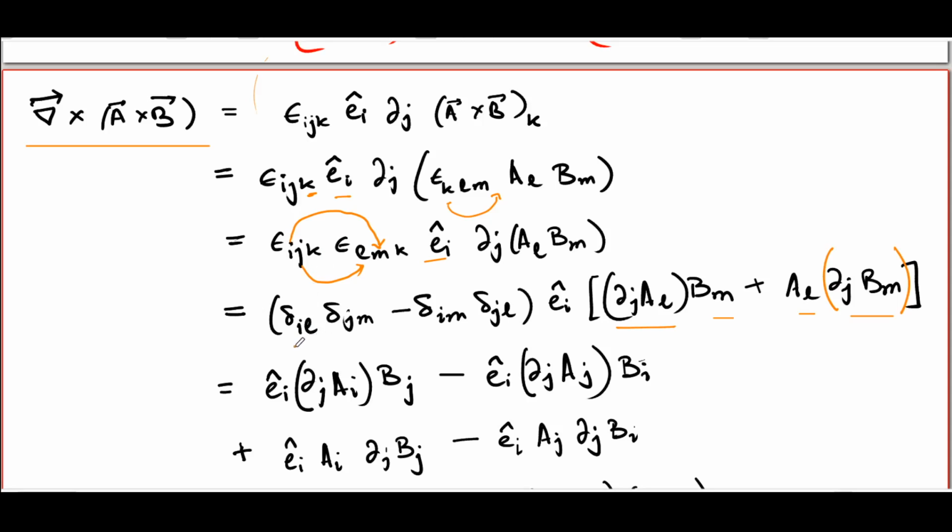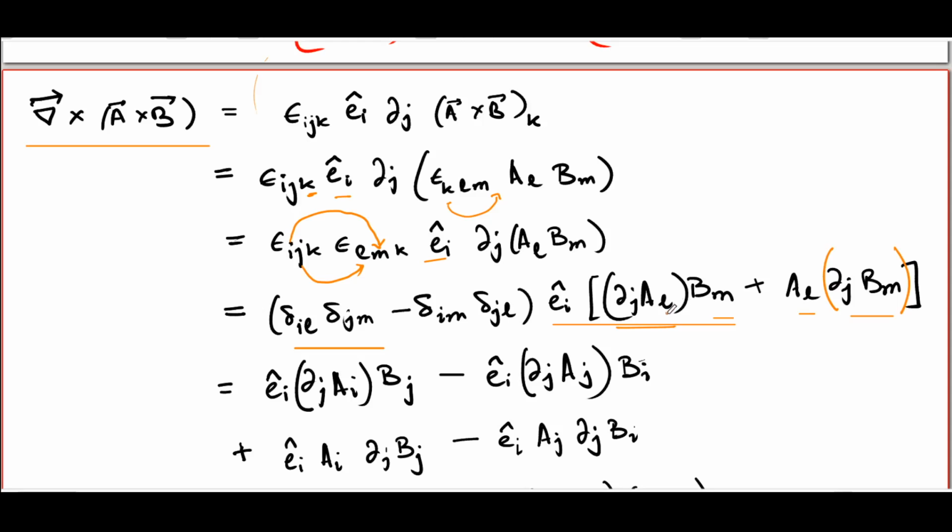So here, when you have delta il delta jm, the rule is these deltas will go away and everywhere the l will be replaced by i and m will be replaced by j. i and j of course will stay wherever they are. So if you look at this term multiplied by this, it's pretty easy to see what will happen.